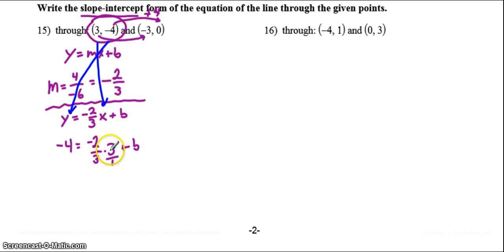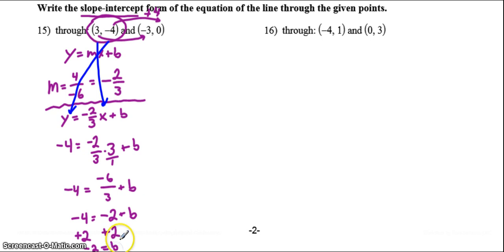So -2 times 3 is -6. 3 times 1 is 3. Bring everything else down. -6 over 3 is just -2. Okay. And now this has actually gotten quite simple to solve, right? It's just a one-step equation now. Add 2 to both sides, and we're left with -2 equals b.